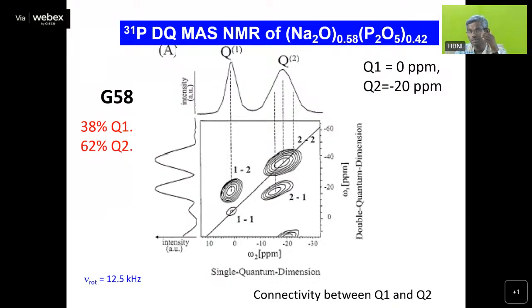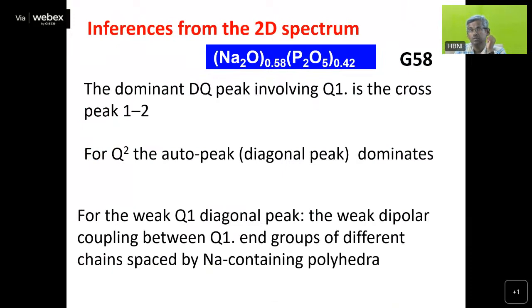This spectrum very clearly shows there is a dipole-dipole interaction and a communication between the Q1 and Q2 structures, which information we will not get just by recording a one-dimensional NMR.